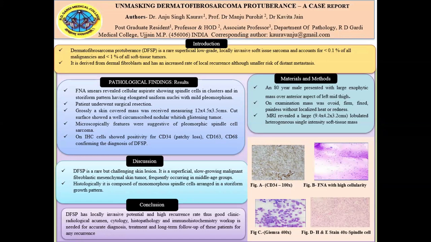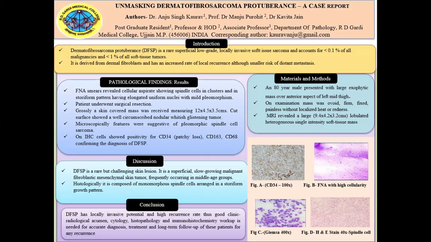On pathological findings, the FNA smear revealed a cellular aspirate showing spindle cells in clusters and in storiform patterns, having elongated uniform nuclei with mild pleomorphism. The patient underwent surgical resection, and grossly a skin-covered mass was received measuring 12 x 4 x 4.5 x 3.5 centimeters. On cut surface, we saw a well circumscribed nodular whitish glistening tumor. Microscopically, features were suggestive of pleomorphic spindle cell sarcoma. On IHC, the cells showed positivity for CD34, and CD163 and CD68, confirming the diagnosis of DFSP.